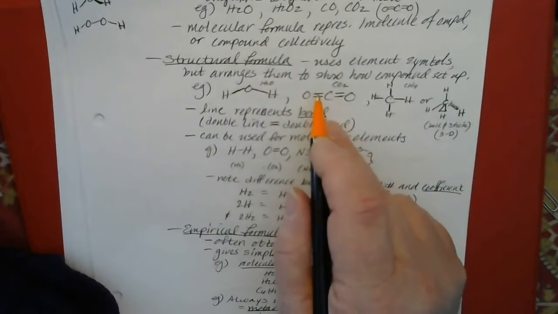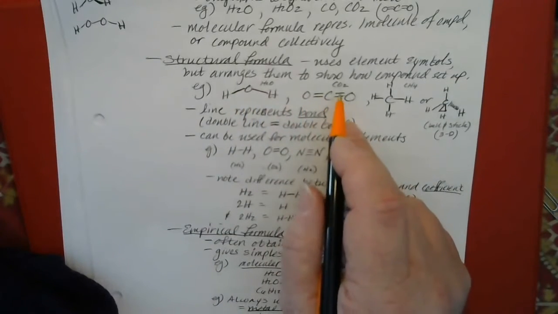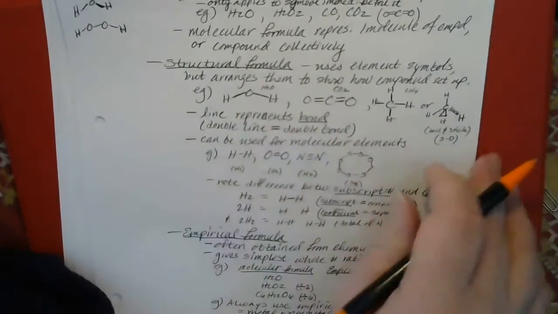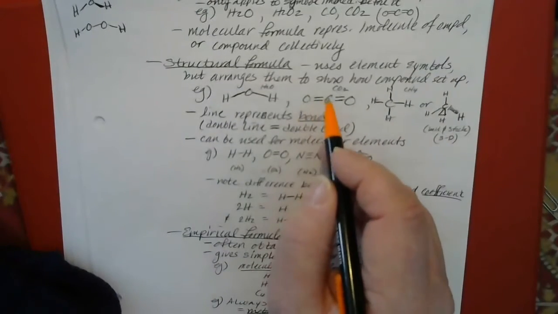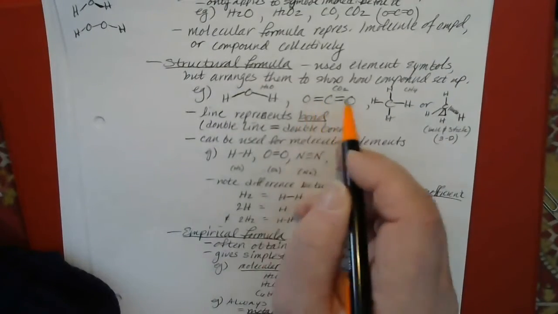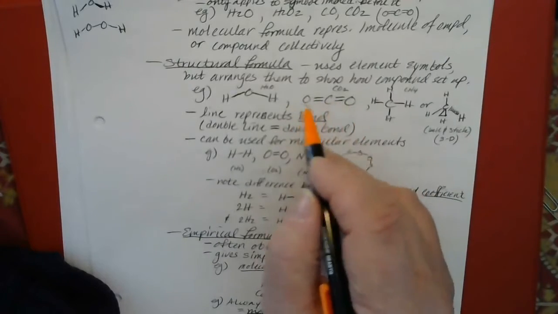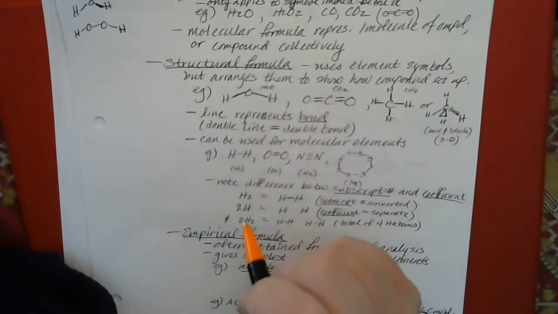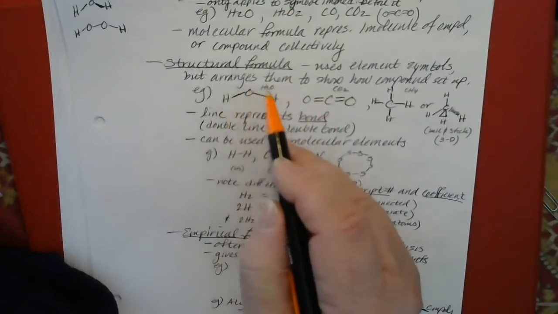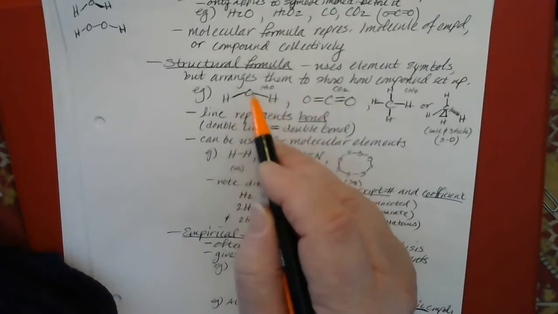CO2, we already saw. The double line represents a double bond. And what that means, we'll worry about later. But anyway, carbon is in the center and the oxygens are on either side of it. And the molecule really is arranged in a straight line like it's drawn here in the structural formula. Just like the water molecule really is bent like this.